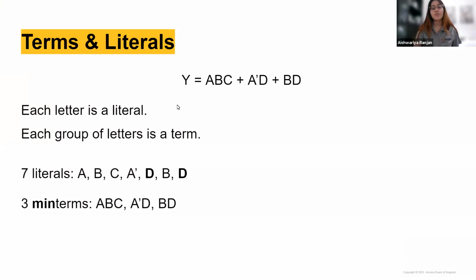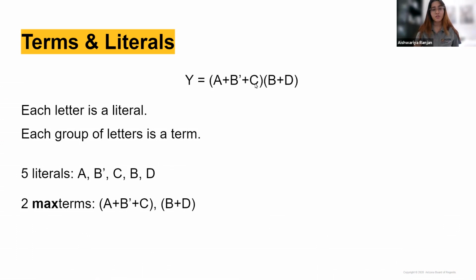So if you're given an expression like this, each letter is a literal and each group of letters is a term. So over here you have 7 literals because there are 7 letters, and even if D repeats twice, you're going to count it separately. So there's 7 literals and there are 3 min terms. Min terms because they're being added together over here. So they're min terms.